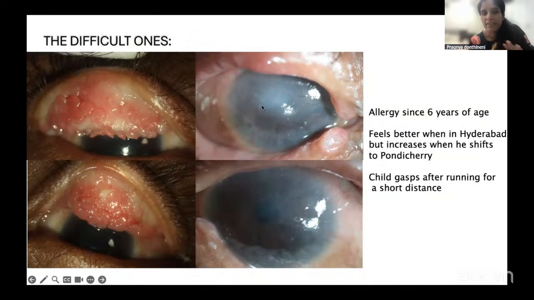And a not so good looking cornea. You see that the epithelium doesn't look good. The cornea doesn't have its sheen. And this child actually had allergy that started at 6 years of age.